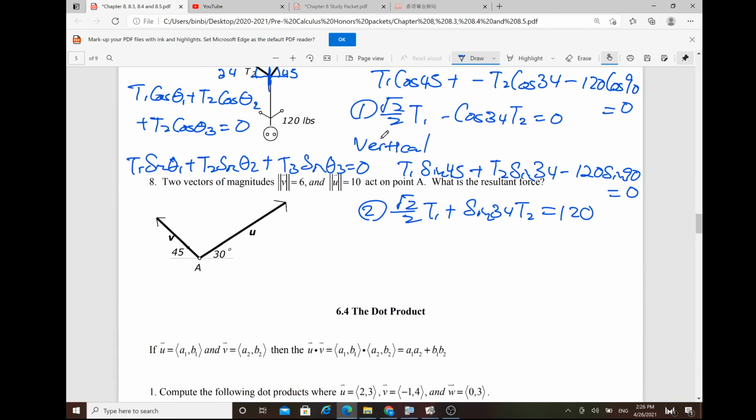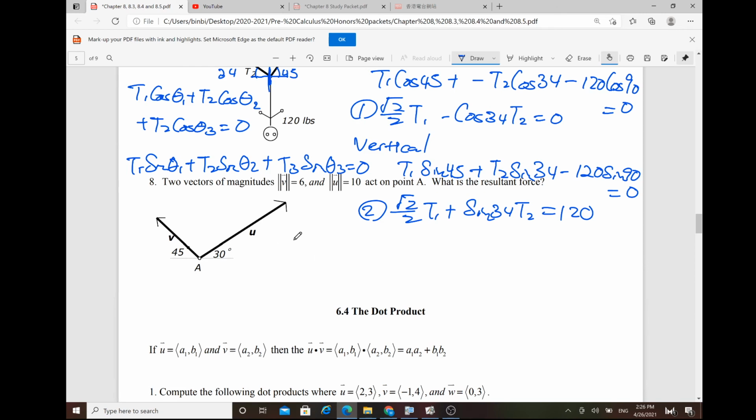Okay, so now what about this one? We do have two different vectors with their magnitudes. The norm of vector v is 6. The norm of vector u is 10. They're both acting on point A. So what is the resultant force? The way to do it, let's put it into the standard form. So instead of using the component form, let's put in the i and j standard form.